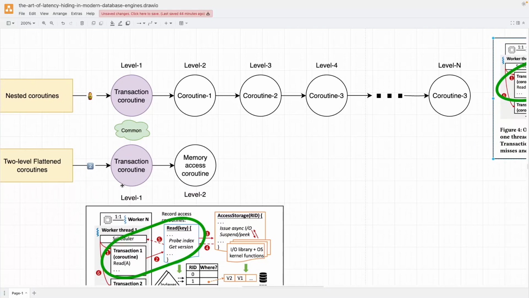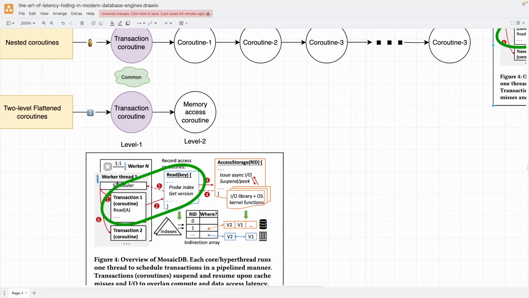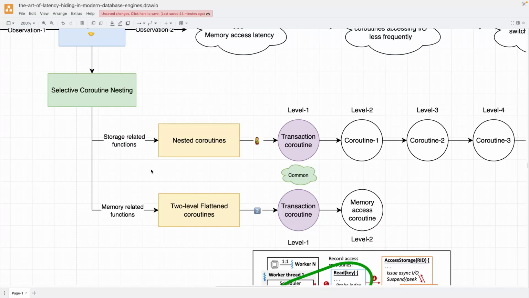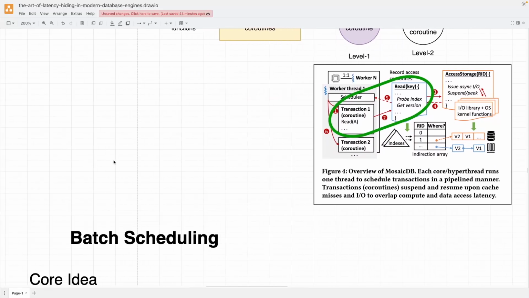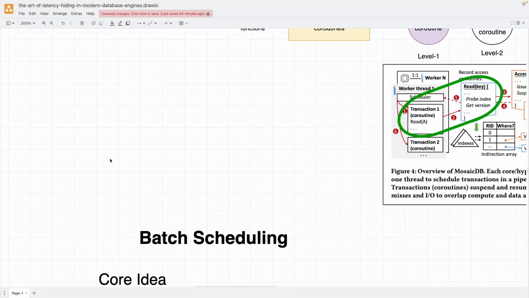However, in the case of the memory accesses, you have just your transaction and you have the read operation. That's it, just two levels, from the transaction to the read and then back. So that's what selective coroutine nesting is, and that's how you balance the two extremes of performance and code maintainability, or as I'd like to call it, clean code. That concludes the whole coroutine design, how you create them, how you write them, specifically like what we saw now.